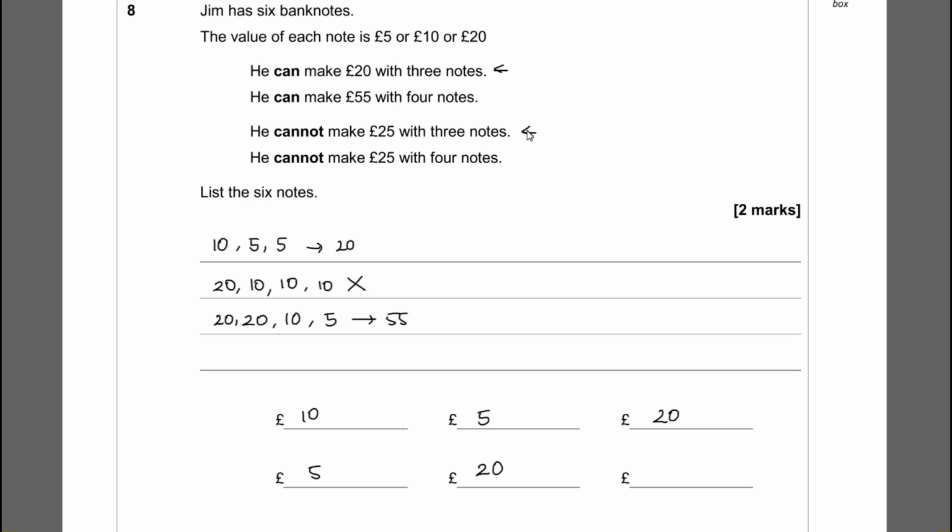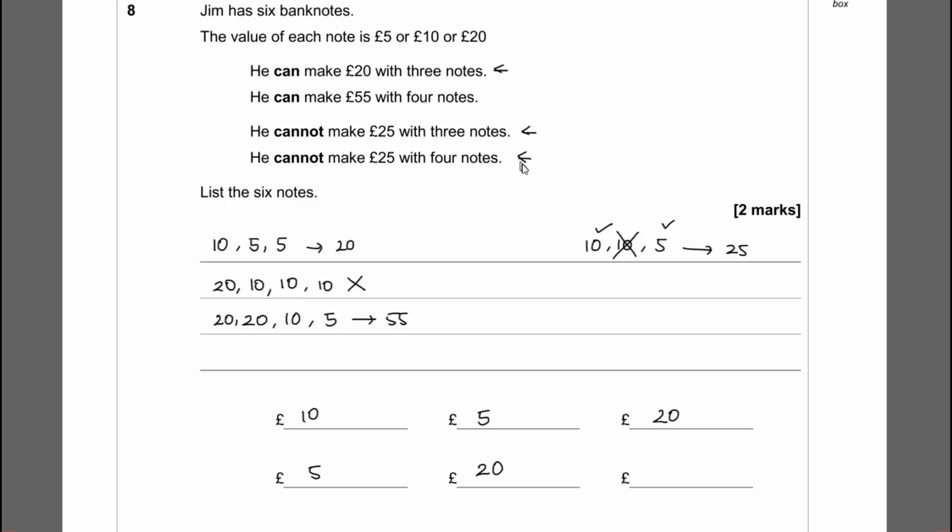Let's use this information. He cannot make 25 with 3 notes. Okay, how to make 25 out of 3 notes? 10 and then 10 it's 20. So the third one is 5. It makes 25. So let's check what he has now. £10. Yes, he has £10. Another £10. No, he doesn't have it. So it can't go there. £5. It's here. So he can't have the second £10.